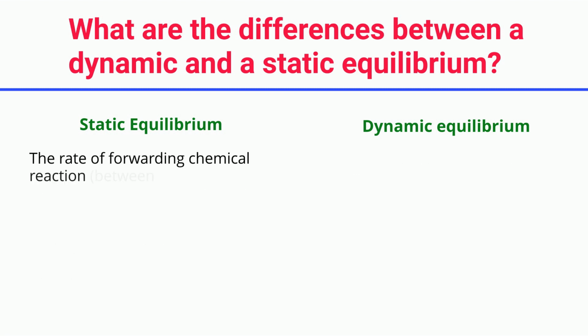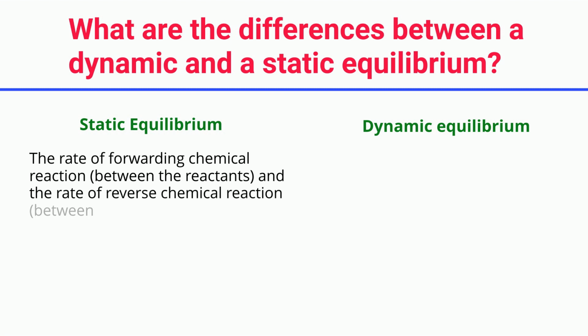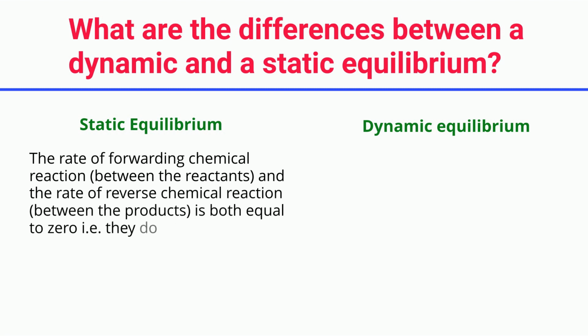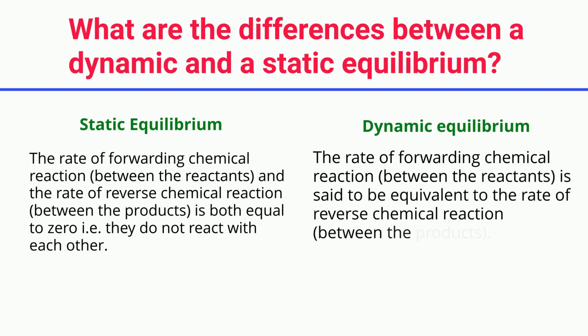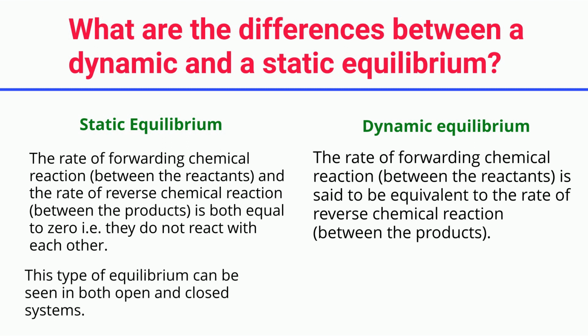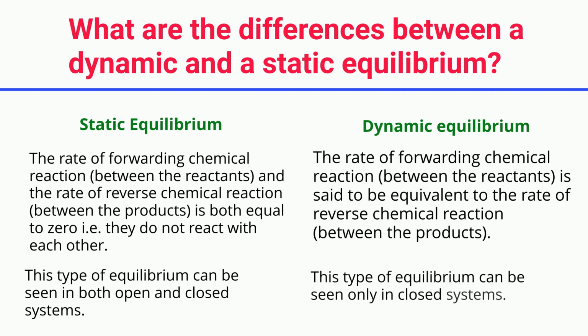In static equilibrium, the rate of the forward chemical reaction between the reactants and the rate of the reverse chemical reaction between the products are both equal to zero, i.e. they do not react with each other. In dynamic equilibrium, the rate of the forward chemical reaction between the reactants is equivalent to the rate of the reverse chemical reaction between the products. Static equilibrium can be seen in both open and closed systems. Dynamic equilibrium can be seen only in closed systems.